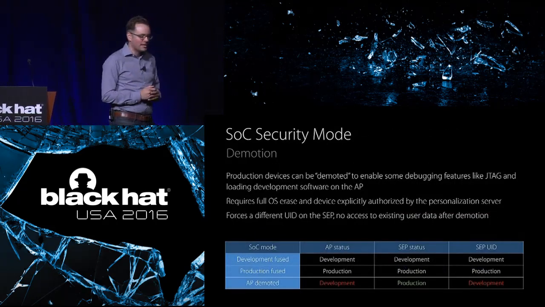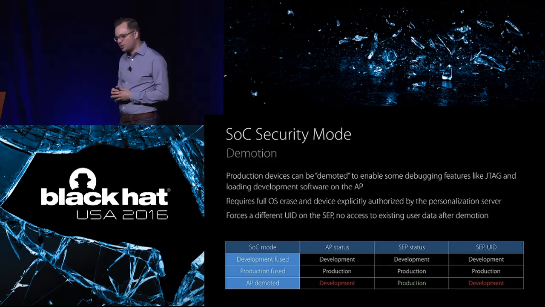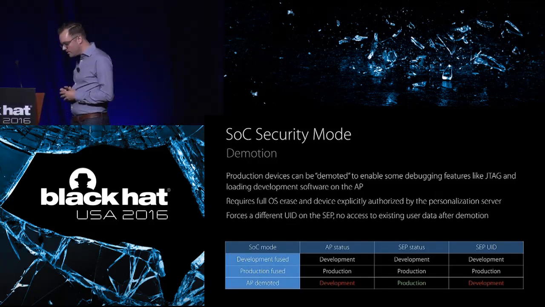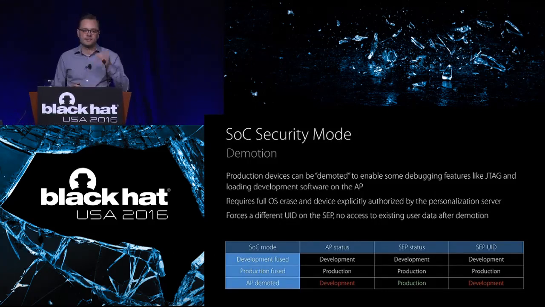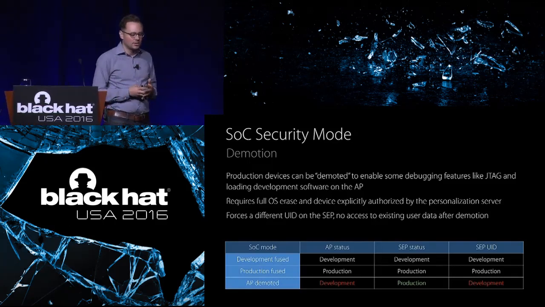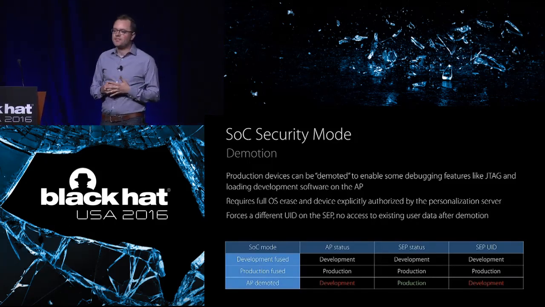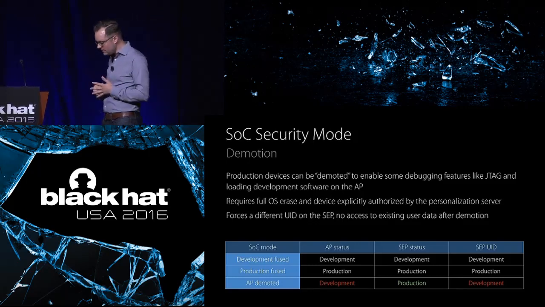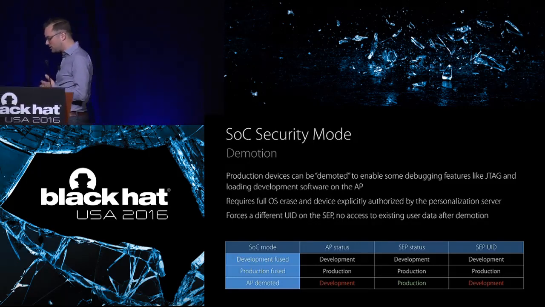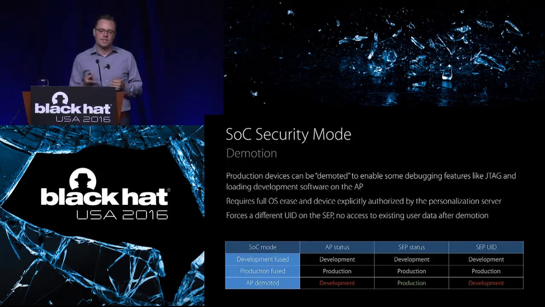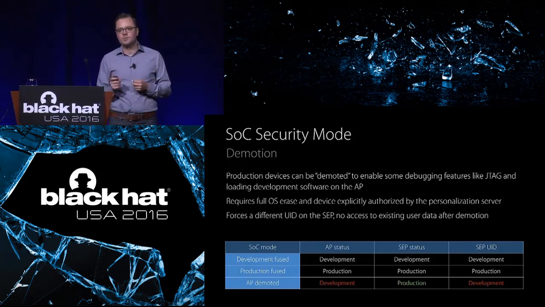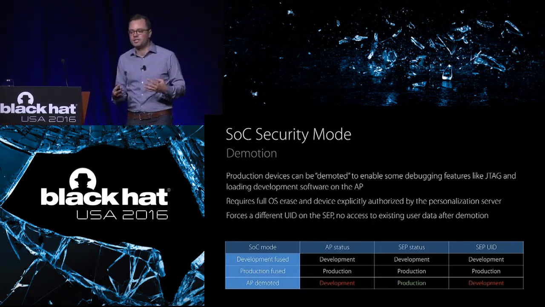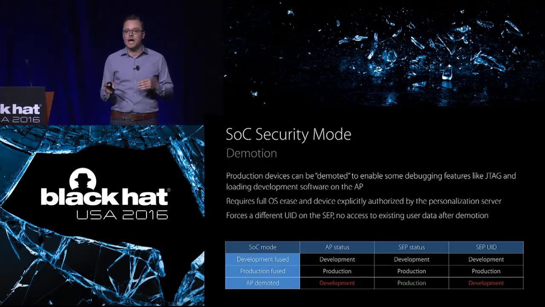There's one more thing I want to call out about this, which is something we call the SOC Security Mode. We have a feature called demotion, and this is because if you think about it, we have 1 billion active devices out there, and we need to have some ability to be able to debug a production device. And so the demotion feature is a way to take a production device and enable some debugging functionality like JTAG and the ability to load development software on the application processor, though not the SEP.